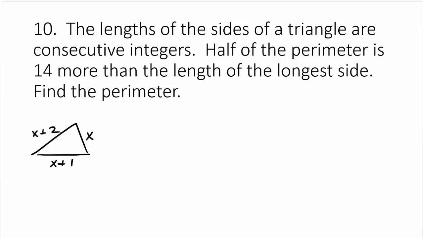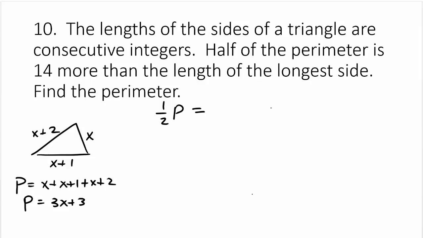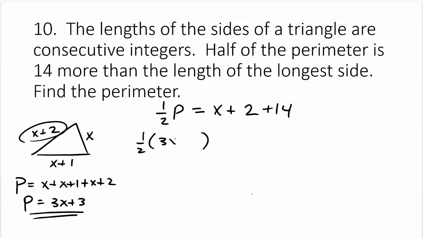Half the perimeter is 14 more than the length of the longest side. So the perimeter is the distance around a shape. So we have x plus x plus 1 plus x plus 2. So the perimeter is 3x plus 3. And now we can write our equation. Half of the perimeter is 14 more than the longest side. x plus 2 is the longest side. And now I can substitute 1/2 of the perimeter. But the perimeter I have right here is 3x plus 3, so half of it equals, if I simplify, x plus 16.